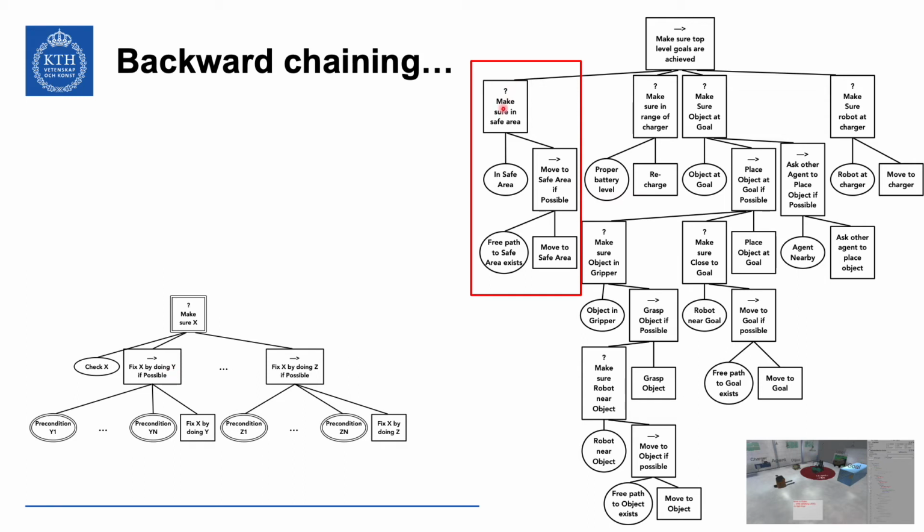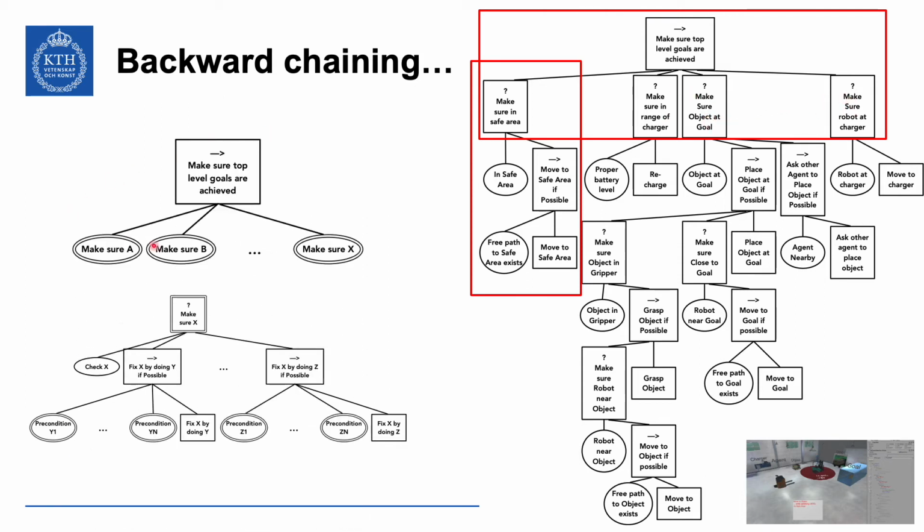So this is an example of this structure. We want to make sure we're in the safe area. First, we check if we're in the safe area. If so, we're happy. If not, we move to the safe area, but we can only do that if there's a free path. And then the whole design starts with a bunch of top-level goals up here. Make sure in safe area, make sure in range of charger, make sure object at goal, and make sure robot at charger. So a bunch of top-level goals, A, B, C, and so on.